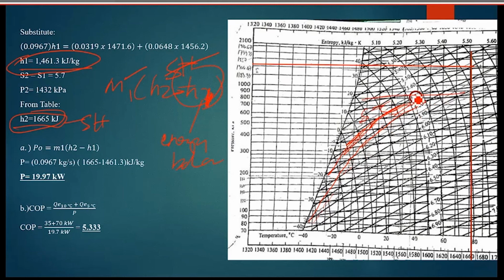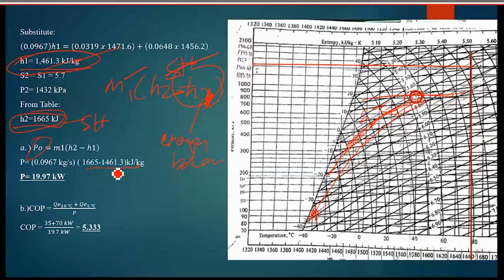Then we have this pressure. What is our pressure here? There's a condensing pressure here, so we can get from the table the enthalpy H2. So everything is complete now, we can get the power. The power of the compressor, or the work of compressor, is the mass flow, which is 0.0967, times H2 minus H1. H1 by energy balance we were able to get, 1461. So H2 minus H1, 1665 minus 1461.3.